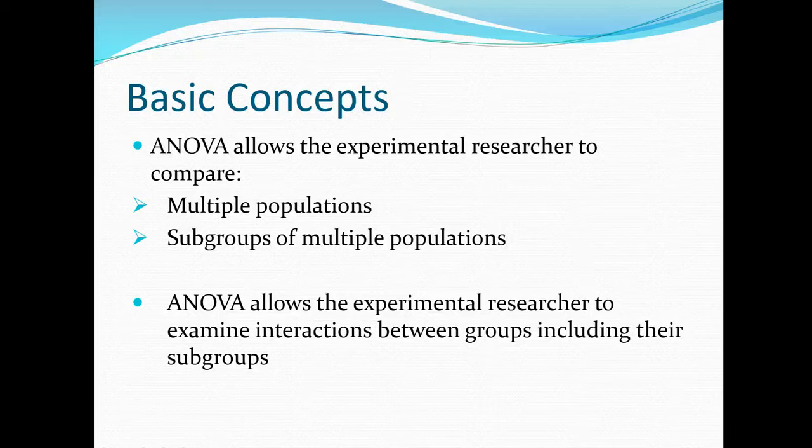So for example, I wanted to know whether there is a statistically significant difference in the mean score of NCEE in three samples based on regions, Luzon, Visayas, and Mindanao, among low income, middle income, and high income family members of the test takers. So that is what you call interactions between groups, including their subgroups.